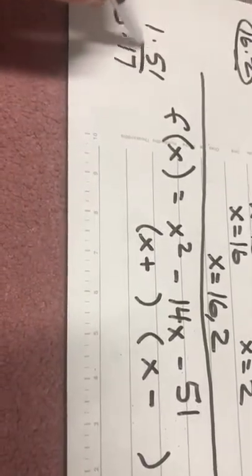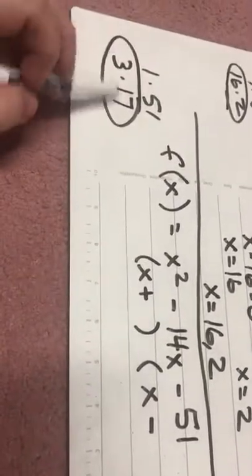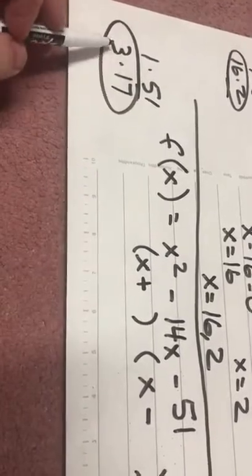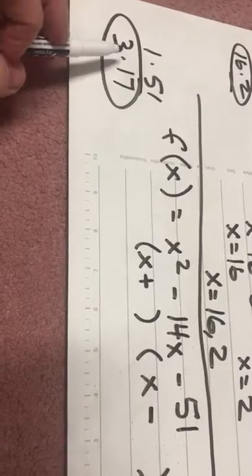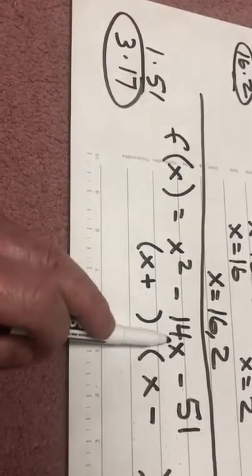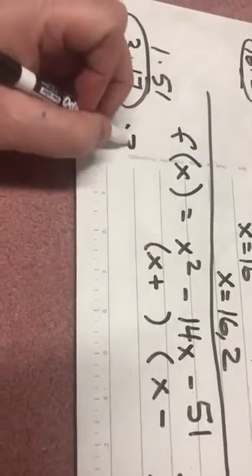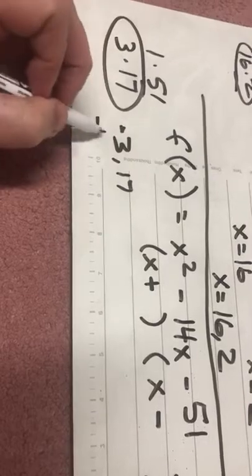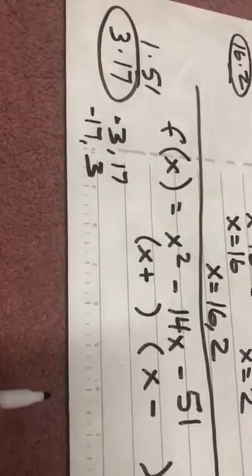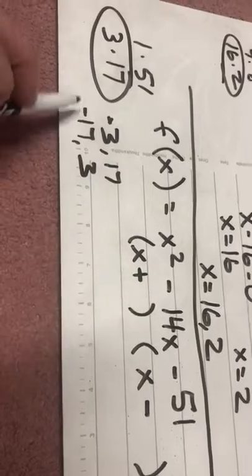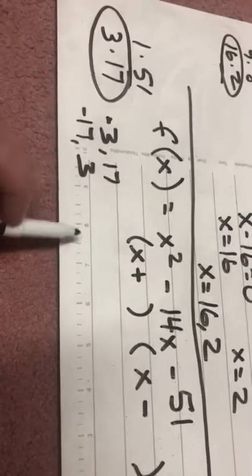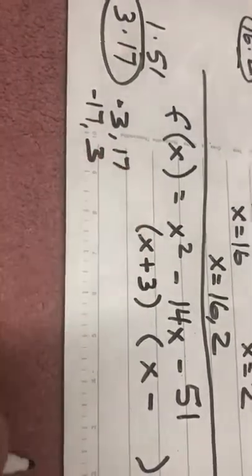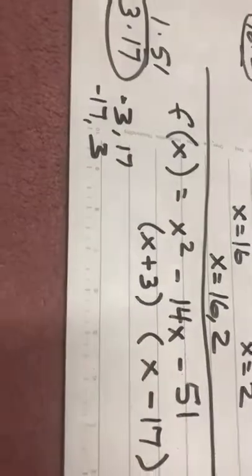So when I look at 3 and 17, I can see that that's going to work somehow to combine to get negative 14, because 17 minus 3 is 14. But I have to think, how am I going to get negative 14? It either has to be a negative 3 and a positive 17, or a negative 17 and a positive 3. Well, I want a negative 14, so I know that negative 17 plus 3 equals negative 14. So my positive number is 3, my negative number is 17.